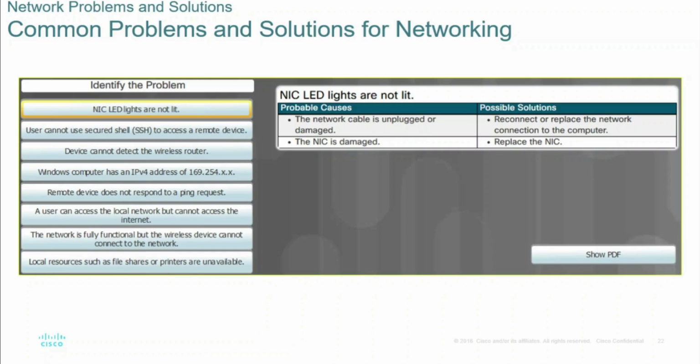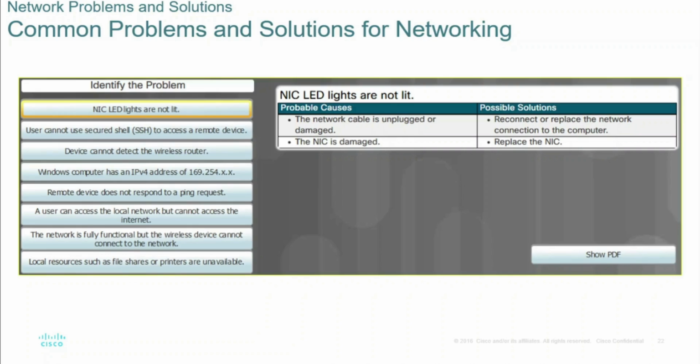The second problem is that the user cannot use Secure Shell to access a remote device. This is if you want to connect to a computer in the US or in China using a protocol called SSH, and you can't connect to remote devices located in a very different geographical region. The third problem can be that the device cannot detect the wireless router. Maybe the wireless router is switched off and you forgot to switch it on.